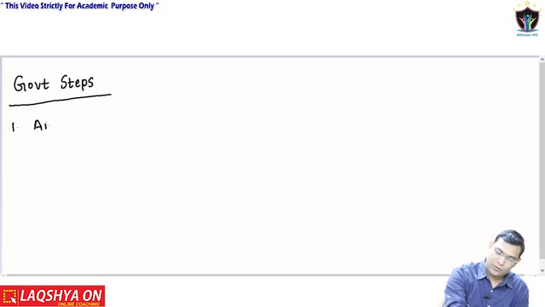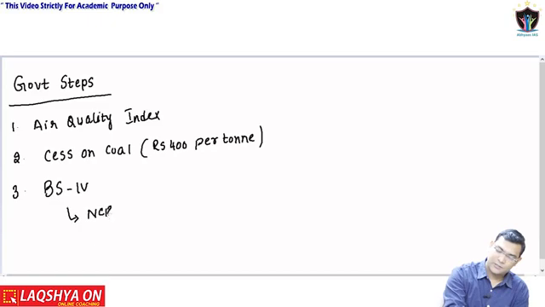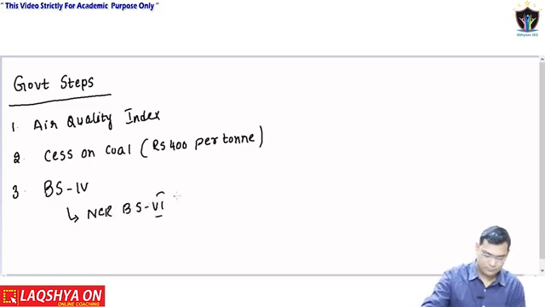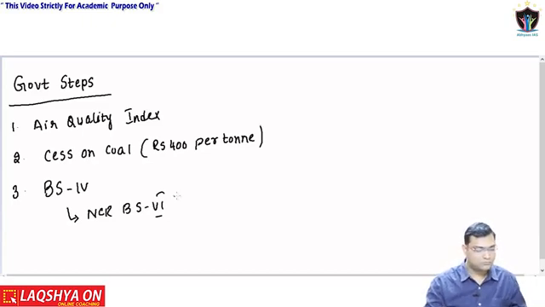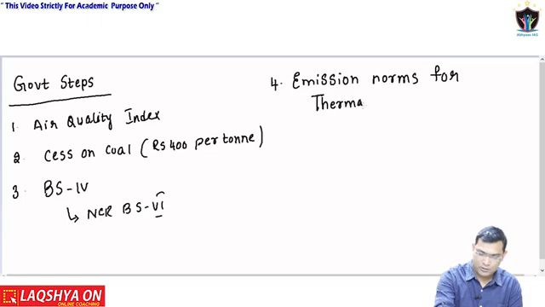First one, air quality index. Second one, cess on coal, around rupees 400 per ton. Third one is Bharat stage 4, and in the NCR region Bharat stage 6. Fourth one, emission norms were given for thermal power plants.